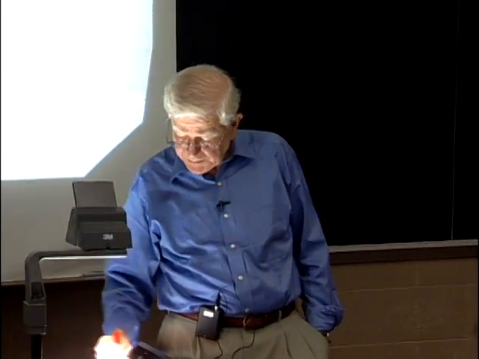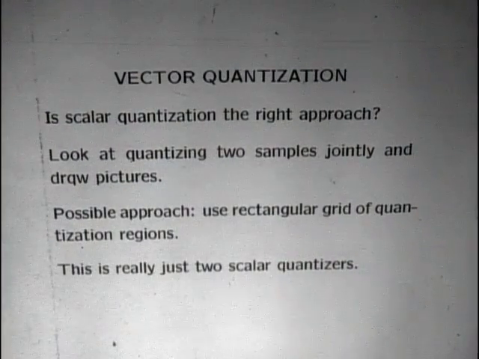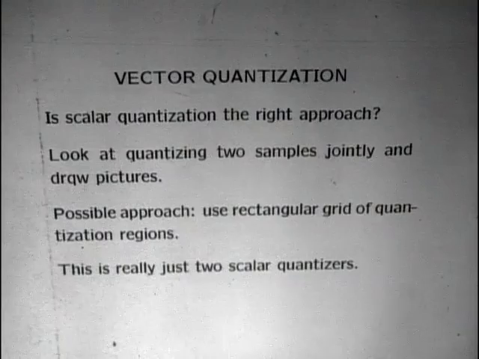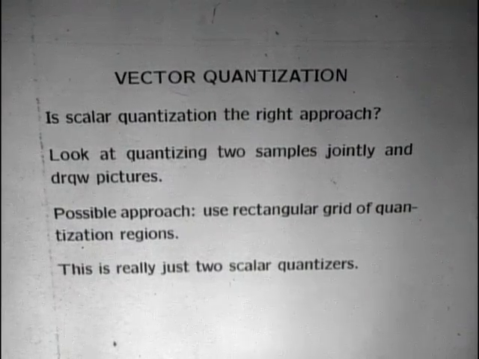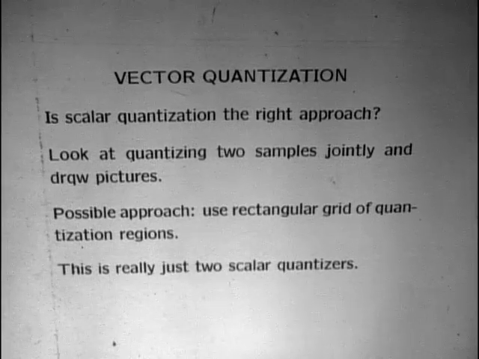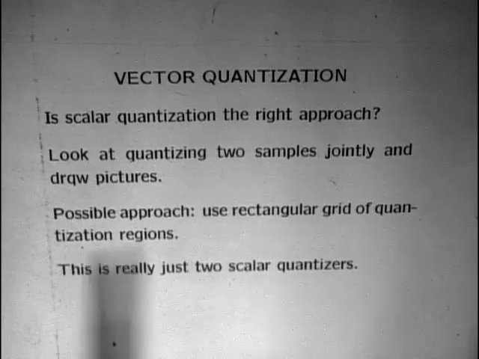Okay, well, the first thing that we can do is look at quantizing two samples. In other words, when you want to generalize a problem to vectors, I find it better to generalize it to two vectors first and see what goes on there. And one possible approach is to use a rectangular grid of quantization regions. And as I'll show you in the next slide, that really is just a camouflaged scalar quantizer again.